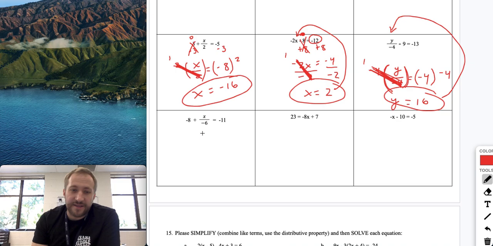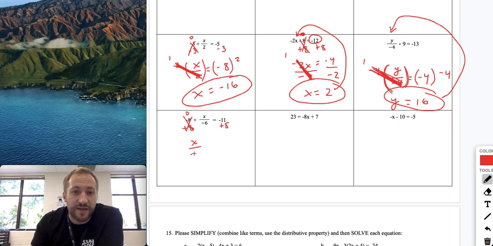Negative 8 plus x over negative 6 equals negative 11. So, first rule, eliminate the constant. I always leave the stuff with the variable till last. So, eliminate the constant, I have a negative 8. The only way to get rid of a negative 8 and cancel it out to 0 is to add 8. Negative 8 plus 8 leaves me with 0. Add 8 over here. I'm left with x divided by negative 6 equals negative 11 plus 8, that's negative 3.